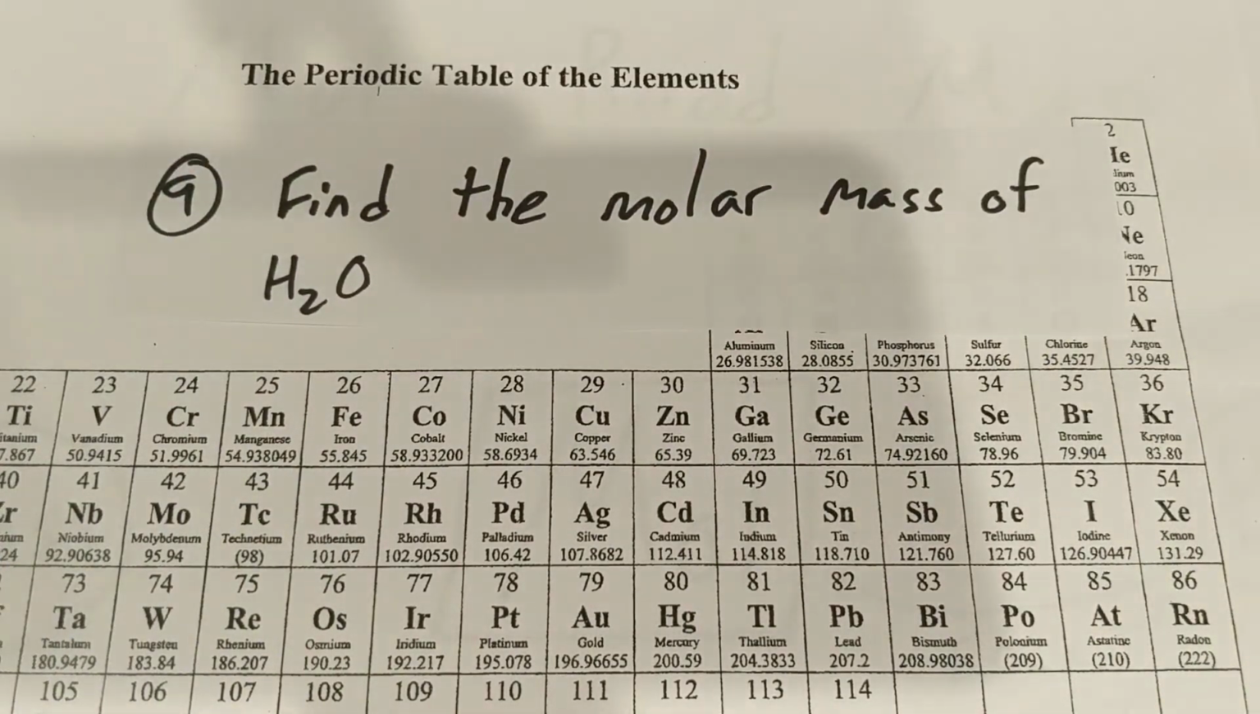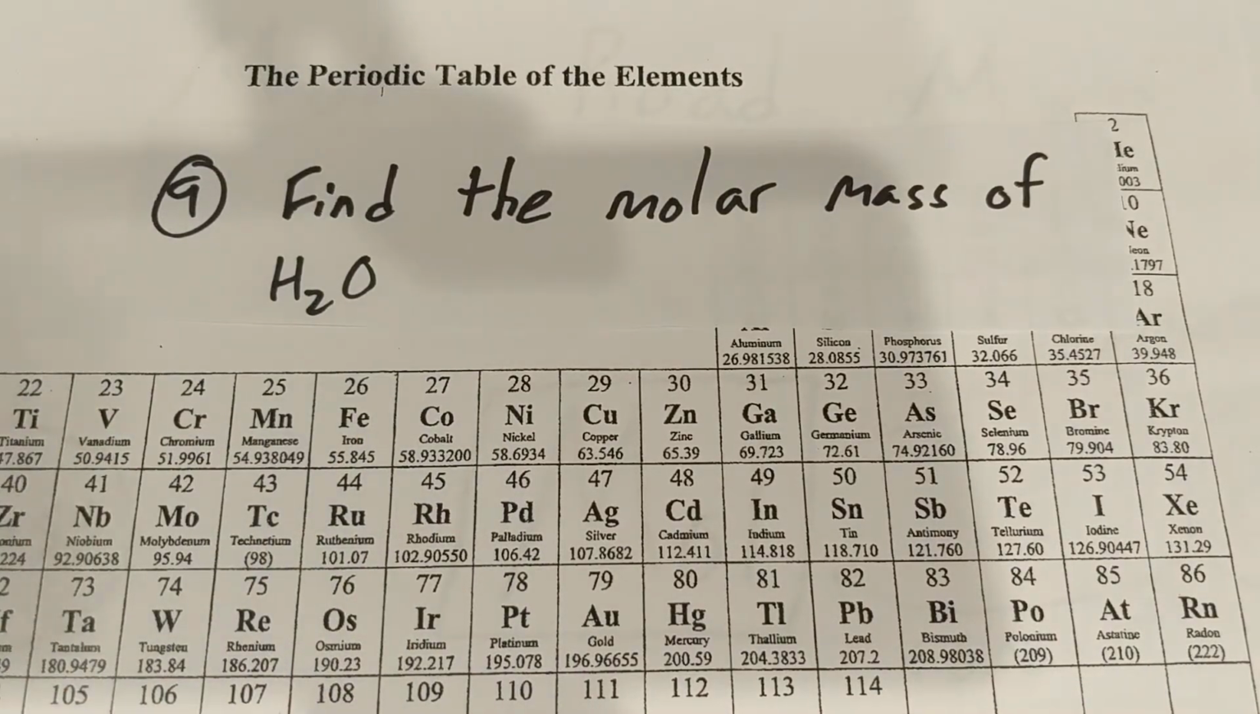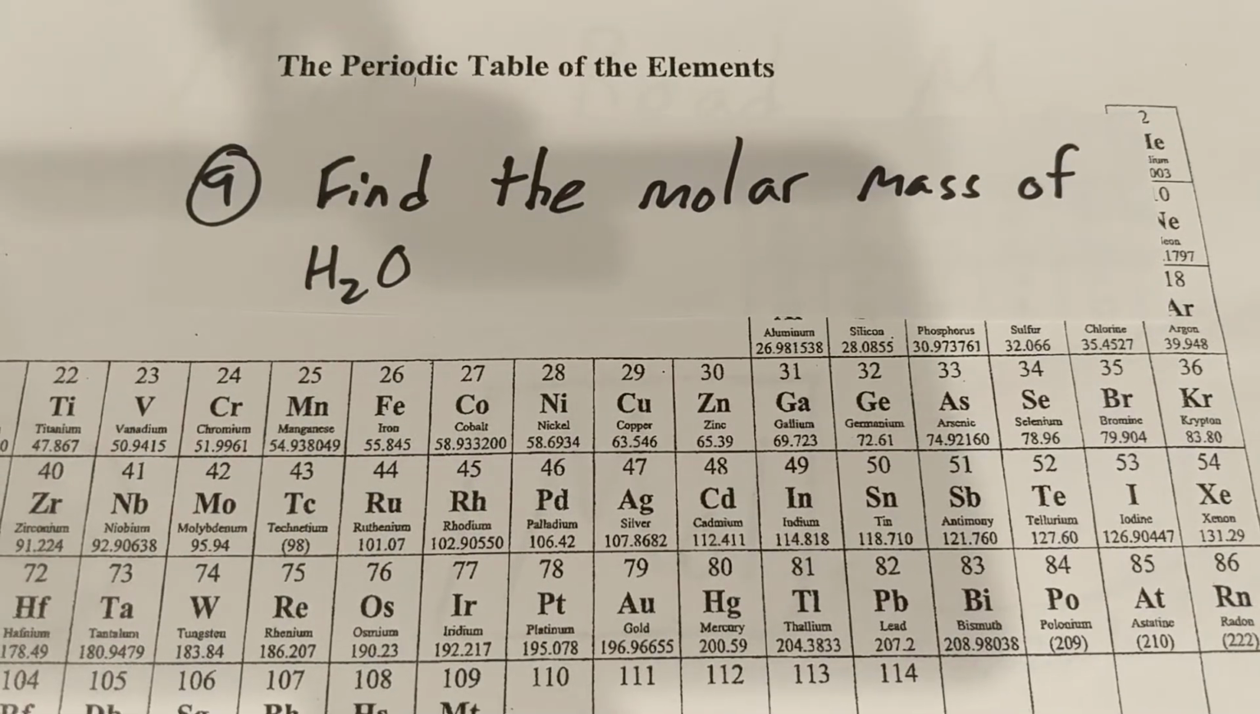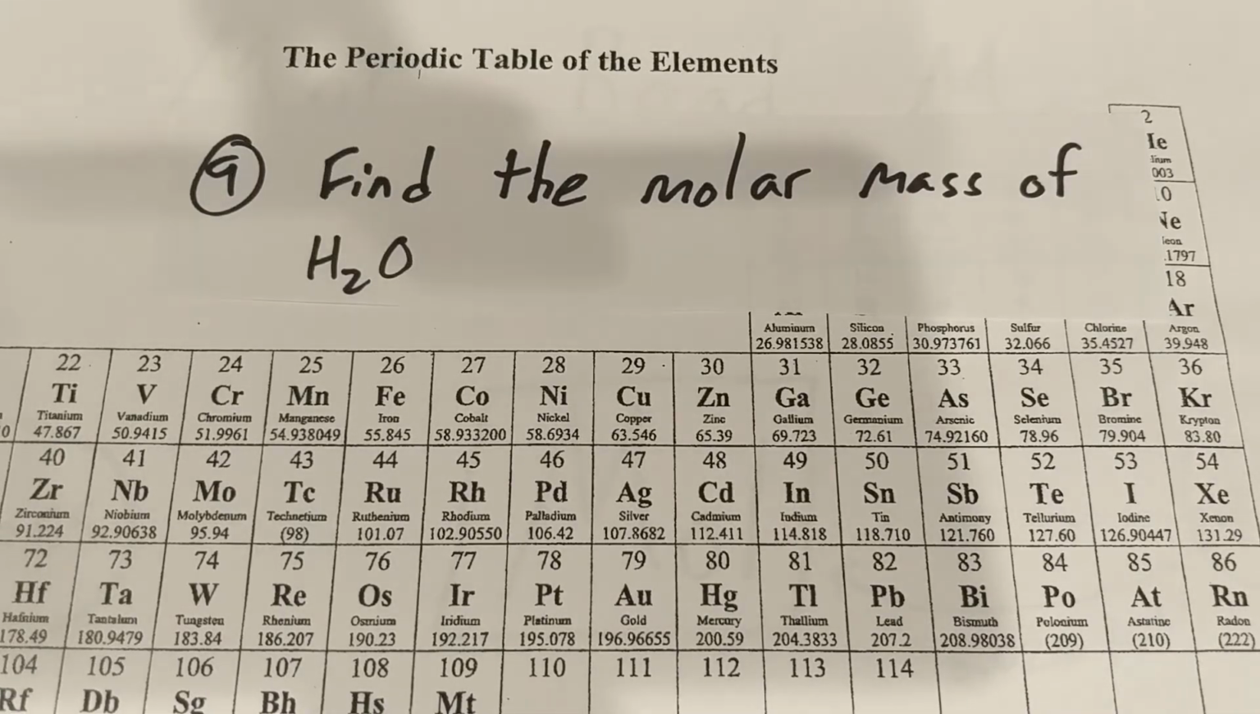Number 9 is find the molar mass of H2O. So this would be finding the molar mass of water. So we need to take a look at each element in this compound and add up their masses together.